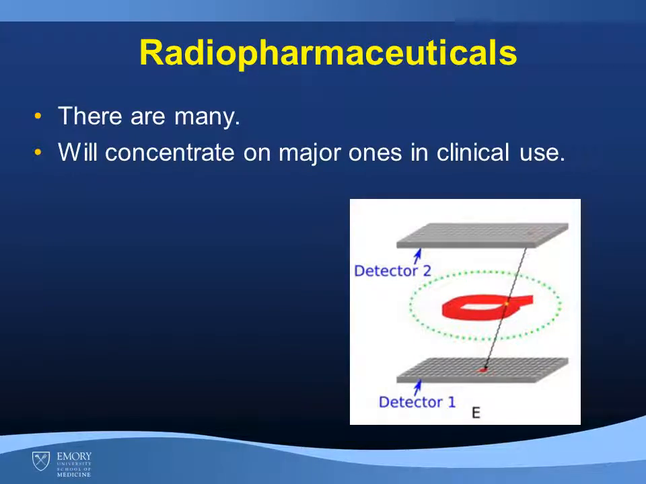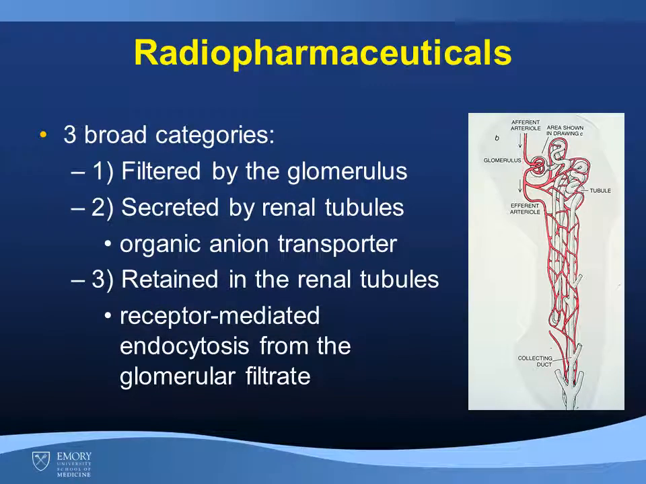So let's talk about radiopharmaceuticals. There are many of them, and we're going to concentrate on the major ones in clinical use. There are 3 broad categories. First, those filtered by the glomerulus. Second, secreted by the renal tubules, typically involving the organic anion transporter. And third, those retained in the renal tubules, typically by receptor-mediated endocytosis from the glomerular filtrate.